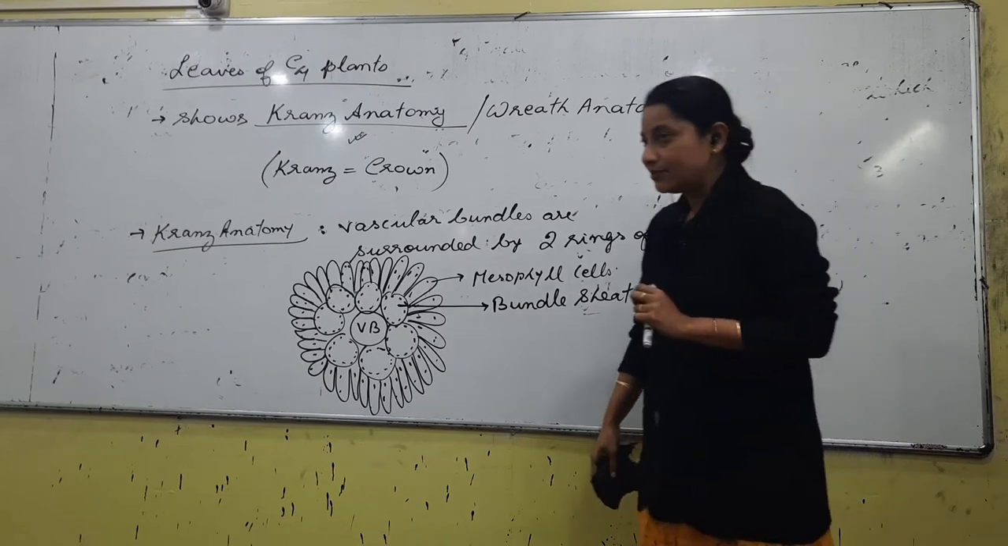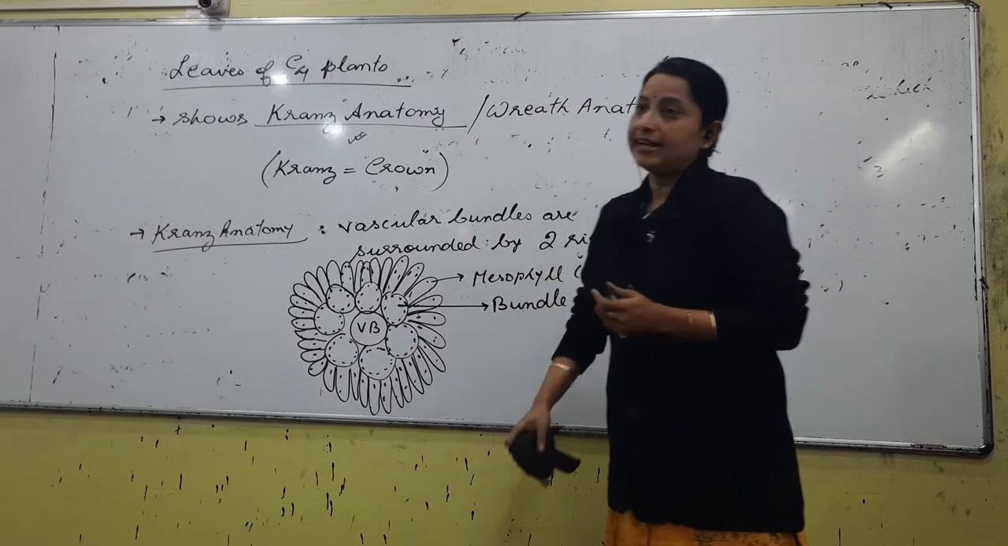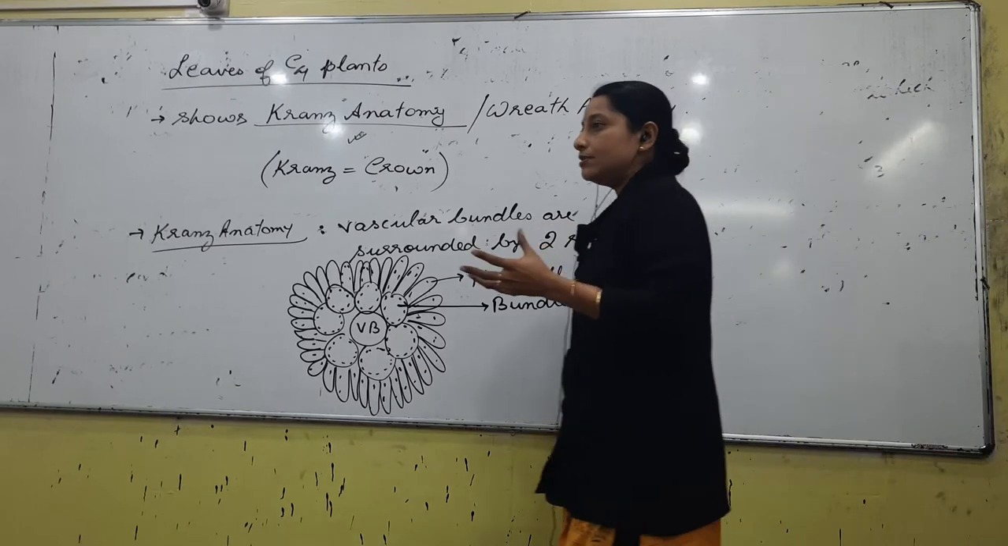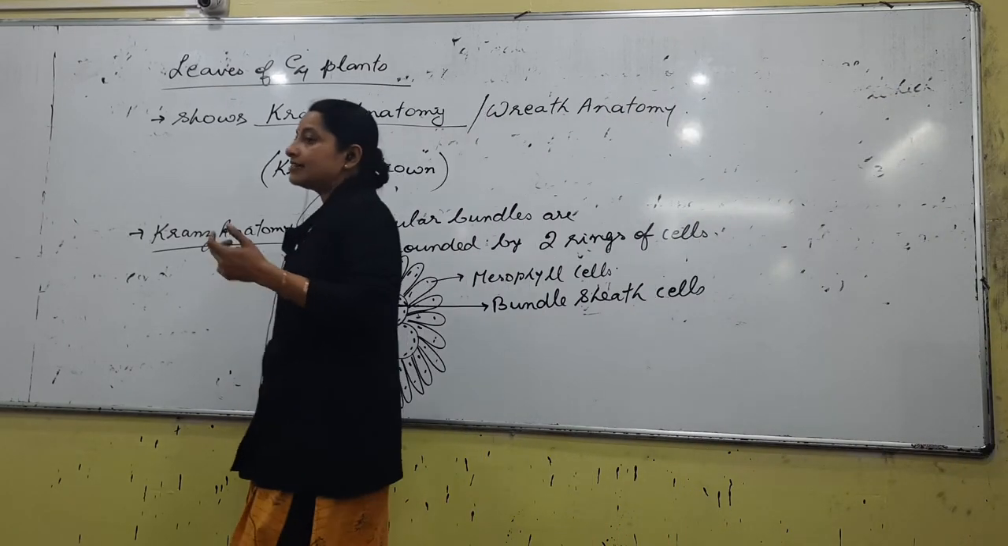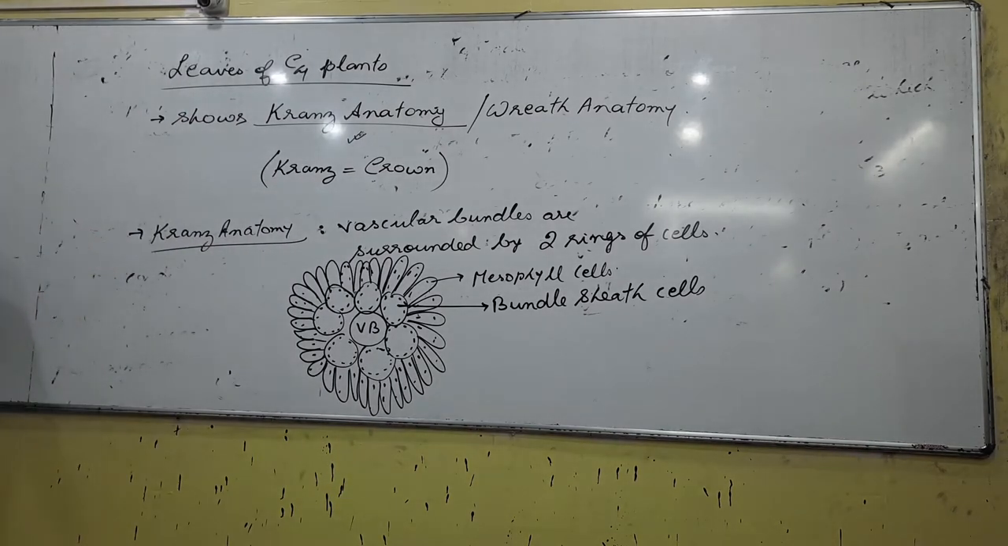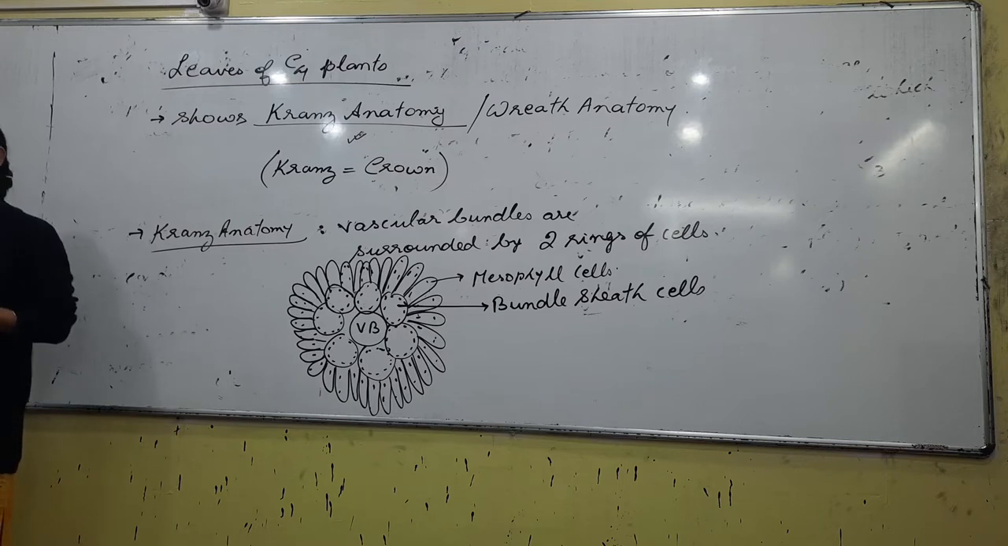What is Kranz anatomy? First we need to know the meaning of Kranz. Anatomy we understand, the inside of a cell or the arrangement of a cell, the internal structure, that is called anatomy, right? Kranz means crown. When we section a C4 plant leaf and look under the microscope, we see a structure like a crown. Crown means mukut. So since we saw a crown-like structure, that structure was named Kranz.